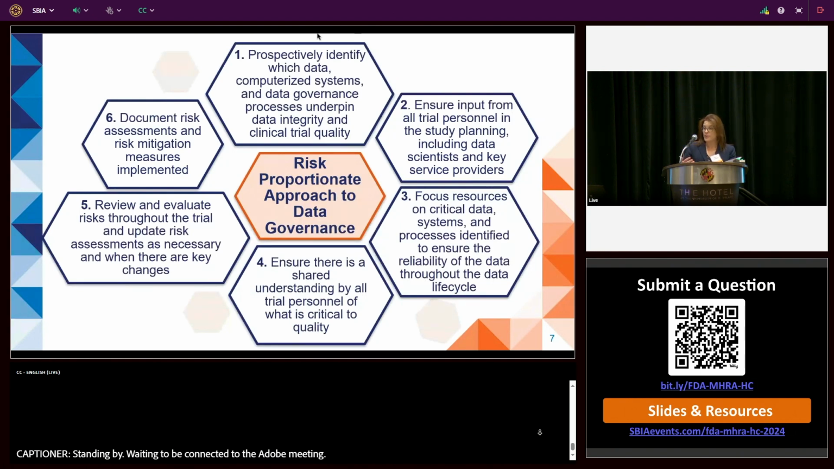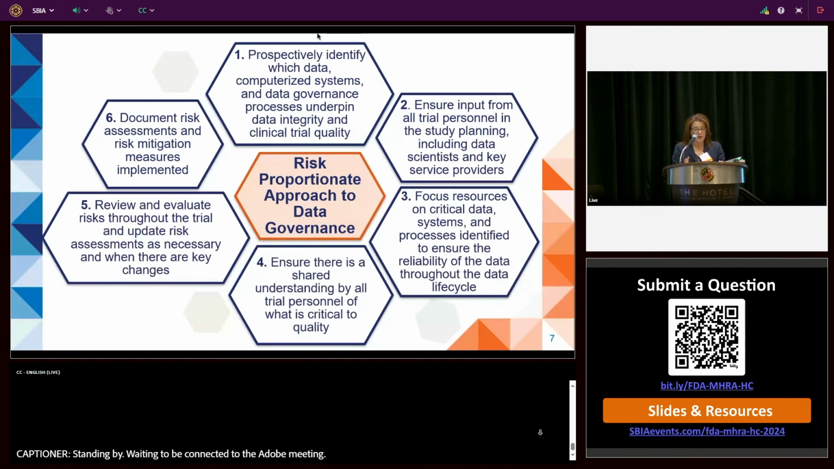Secondly, again, during the design and planning phase of the study, and even throughout the study conduct, you should ensure input from all trial personnel, including your data scientists and your key data governance service providers, to help identify the critical data and the critical to quality systems and processes and risk to those systems, processes, and to the data.